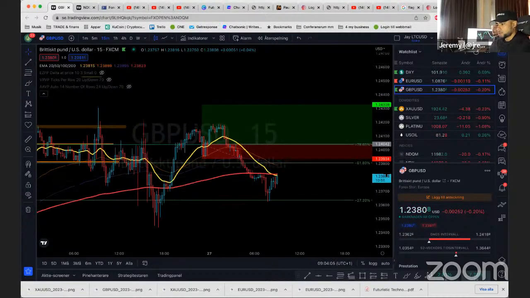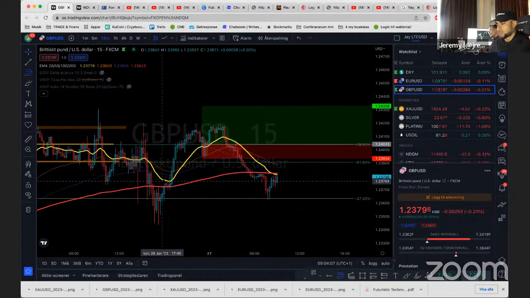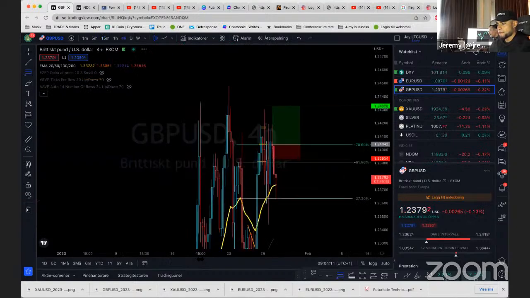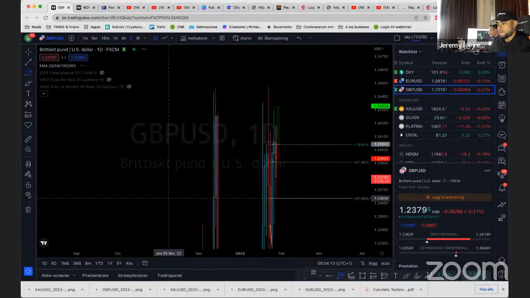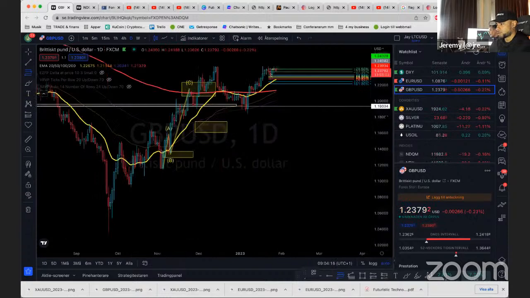Let's pull out some Fibonacci and see what kind of levels we've got here. Go to the 4-hourly time frame. You know what, guys? Pardon me. First, let's look at the bigger picture so we all get a sense of what has happened and where we're going.